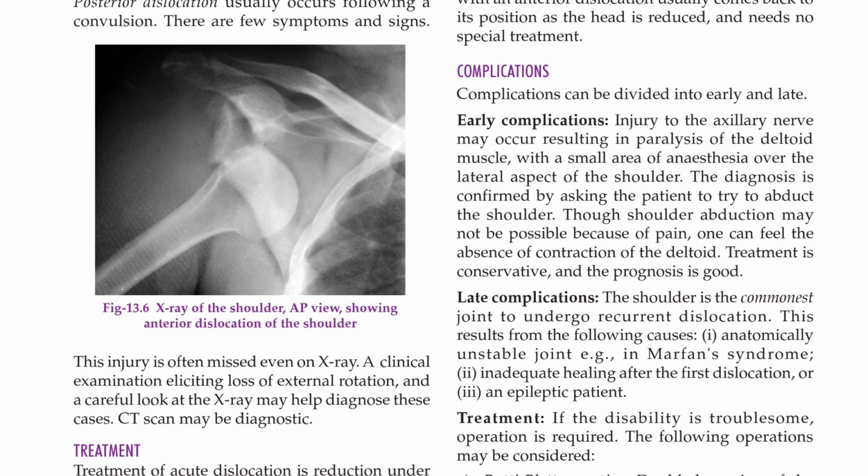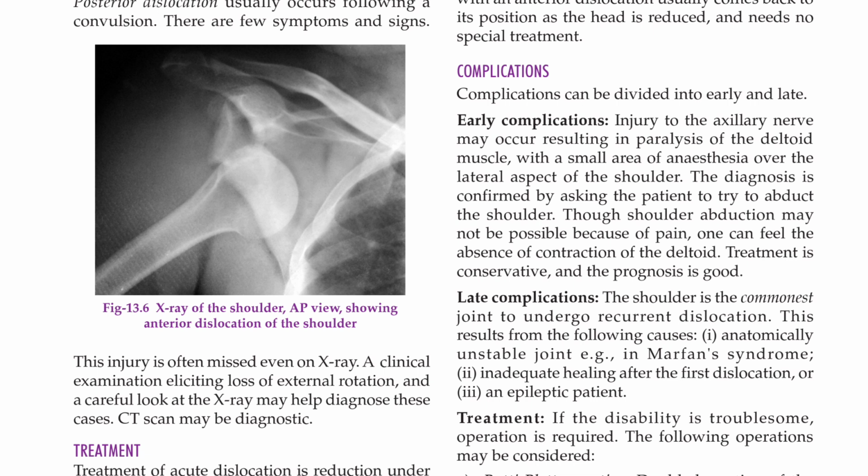The diagnosis is confirmed by asking the patient. How is the diagnosis confirmed? The diagnosis is confirmed by asking the patient to try to abduct the shoulder. Abduct, he will not be able to. Though shoulder abduction may not be possible because of pain, one can feel the absence of contraction of deltoid.